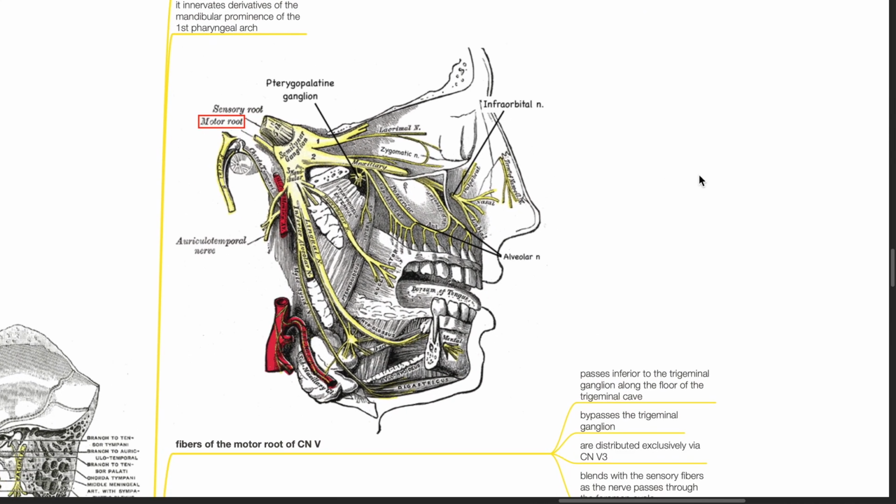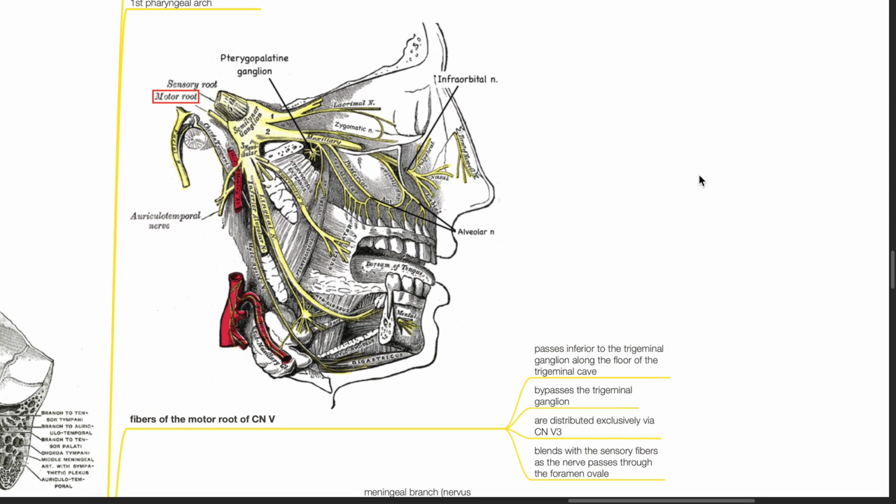Fibers of the motor root of cranial nerve 5 pass inferior to the trigeminal ganglion along the floor of the trigeminal cave. They bypass the trigeminal ganglion and are distributed exclusively via cranial nerve V3. It blends with the sensory fibers as the nerve passes through the foramen ovale.